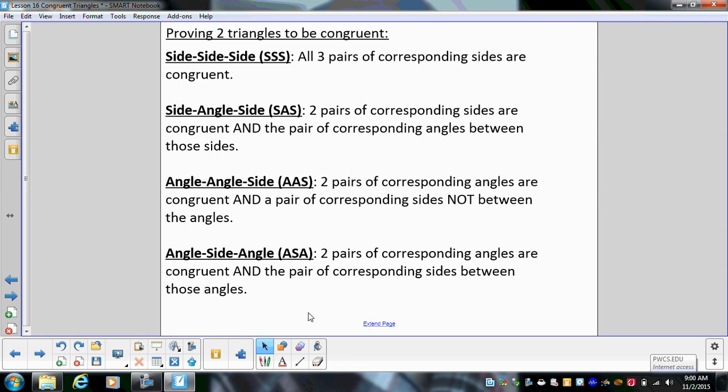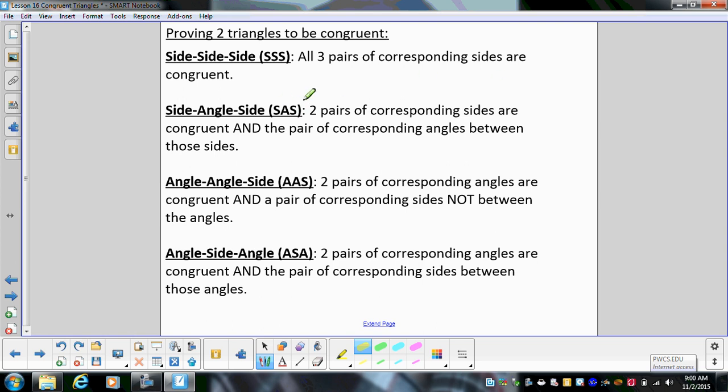The first one being side, side, side. So if we only know about the 3 pairs of sides in the two triangles, we can still show they're congruent if all of the pairs of corresponding sides are congruent. And then we don't need to know anything about their angles. We can say that they're congruent.